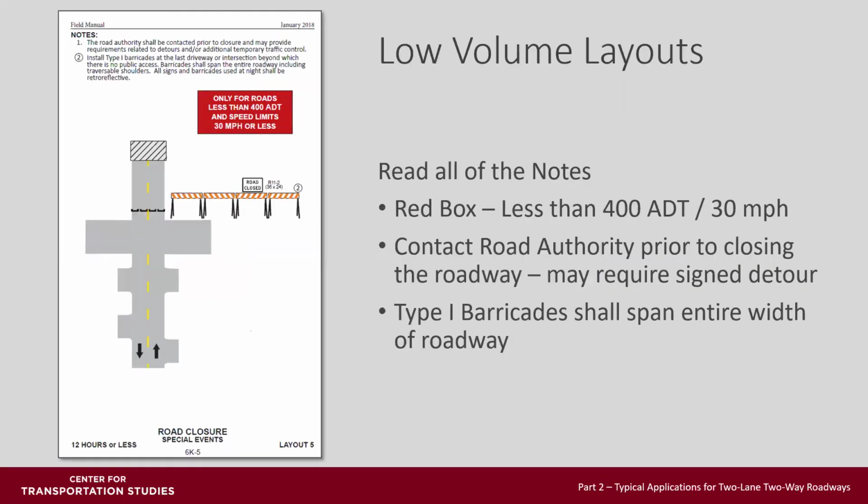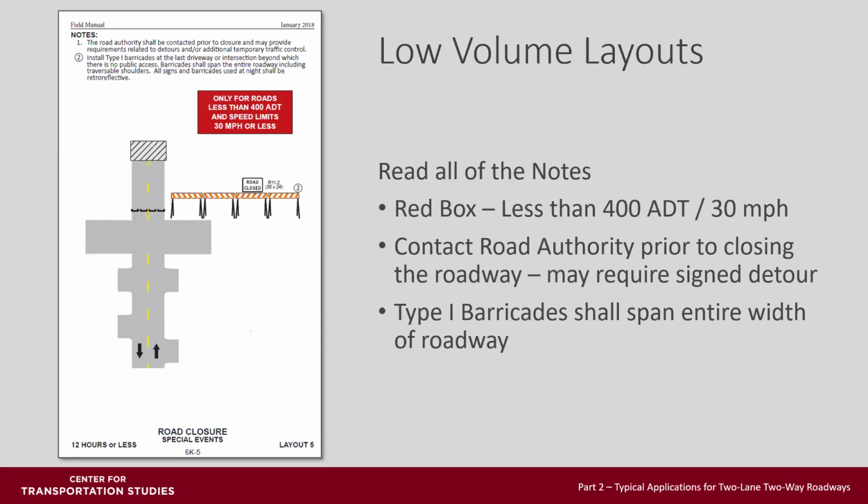The final layout in the low volume section is layout 5, and it's intended for special events such as parades or other community events where roads are completely closed to traffic. It needs to be remembered to check with the local road authority of the roadway that you're closing, because they may have requirements such as signing an official detour or requiring the use of law enforcement to keep vehicles from entering the area. It's important that these barricades span the entire width of the roadway to prohibit vehicles entering the space.